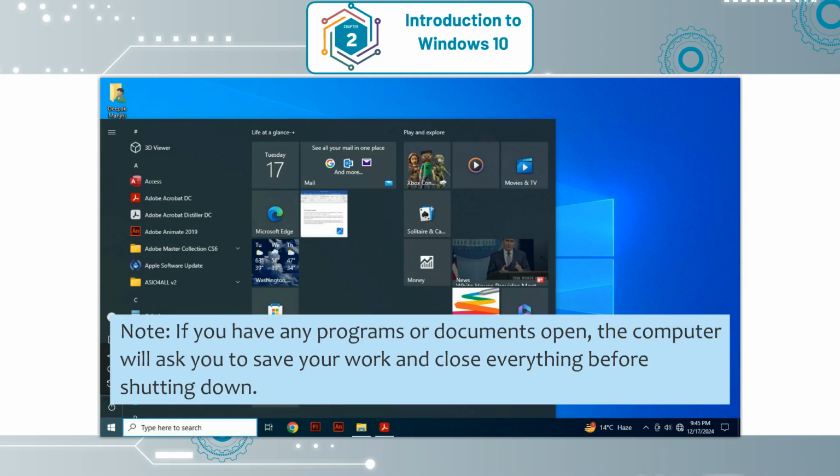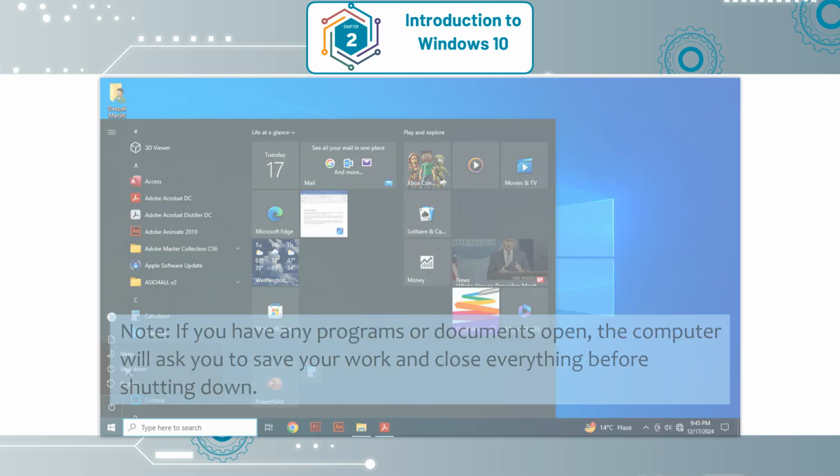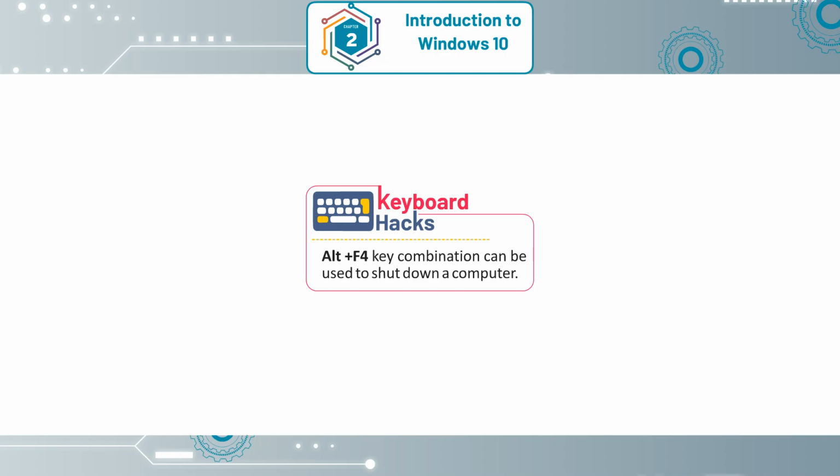Note, if you have any programs or documents open, the computer will ask you to save your work and close everything before shutting down. Keyboard hacks. Alt plus F4 key combination can be used to shut down a computer.